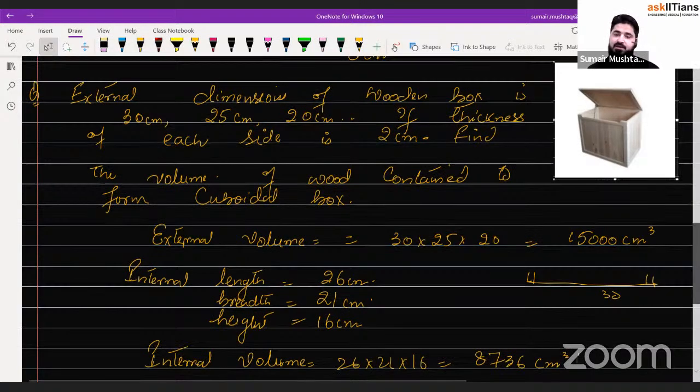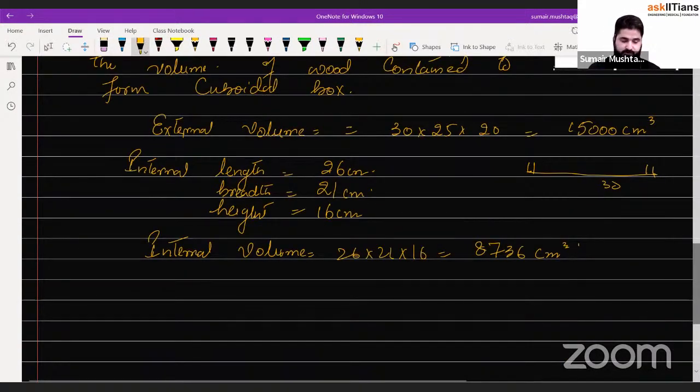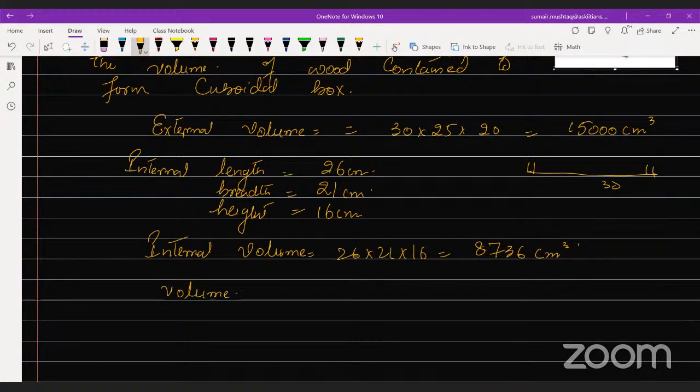Can anyone tell me how to find the total amount of wood used? Volume of wood that you mean? External volume minus internal volume. Very good.